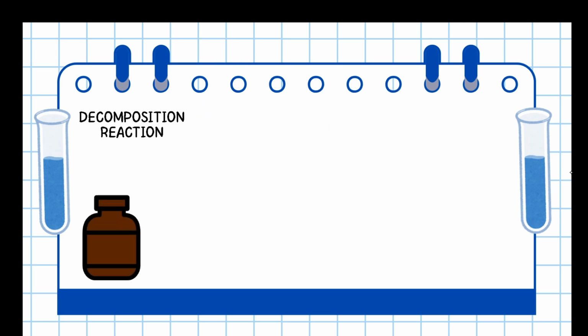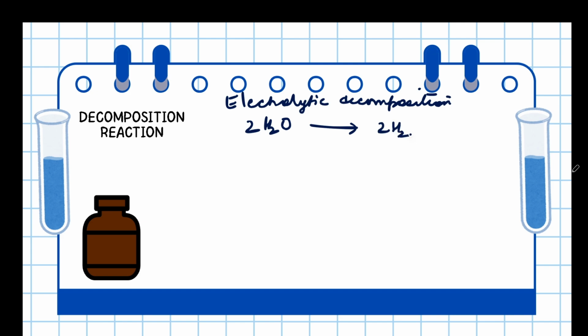Next, we will also see the electrolytic decomposition. Electrolytic means it will be brought about by the passage of electric current. So we have the example of water. So when electric current is passed through water, what will happen? It will decompose to form hydrogen and oxygen. So this is a simple example to remember. For electrolytic decomposition, you will remember the decomposition reaction of water which is brought about by the passage of electric current.